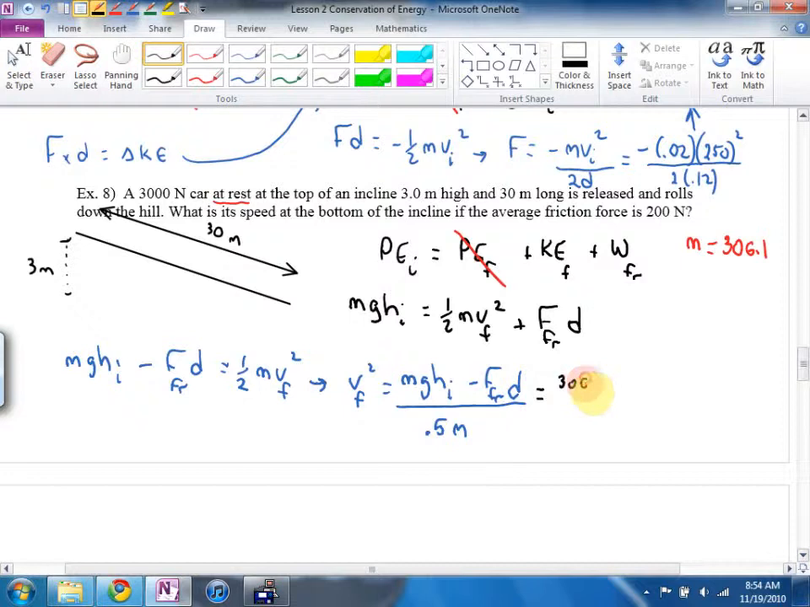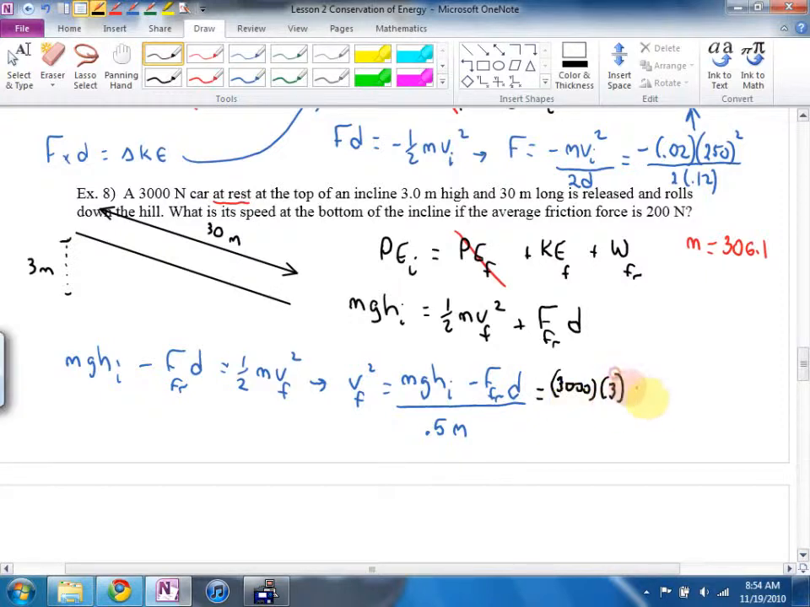306.1. Well, wait a minute. I see M G here. You know what M G is going to be? 3,000. Why don't I just write the 3,000? So 3,000 times the height. What's the height? 3.